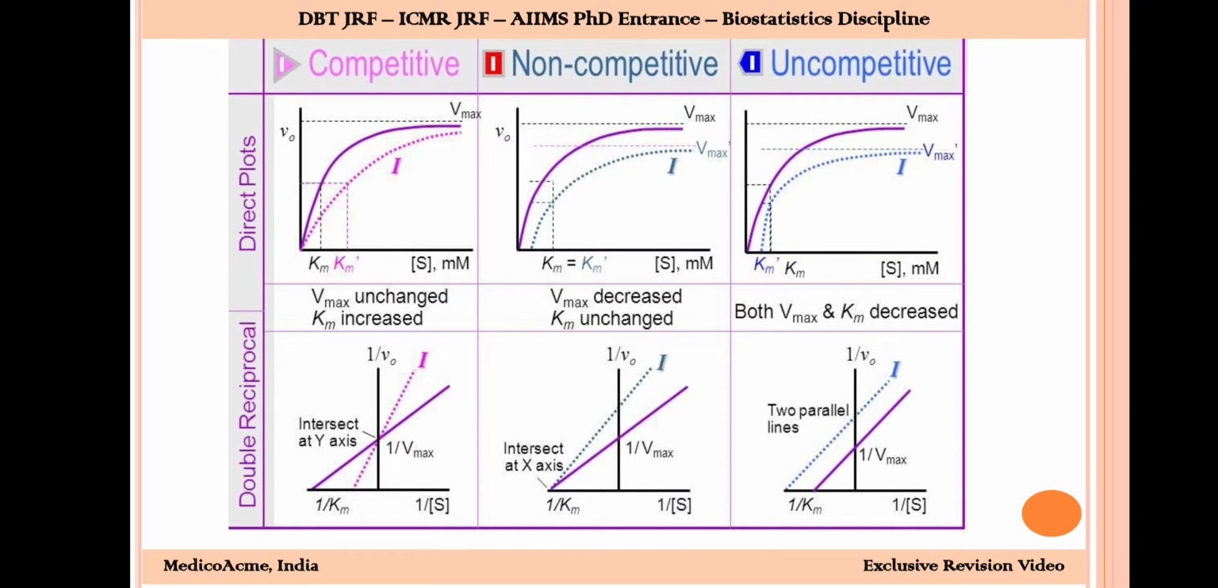So to remember, competitive inhibition, and the best example here is malonate and lactate dehydrogenase. Competitive inhibition increases the Km value and the Vmax value is unchanged. In non-competitive inhibition, Vmax decreases but the Km is unchanged. Please remember this. And in uncompetitive inhibition, both Vmax and Km are going to decrease. So this is very important.